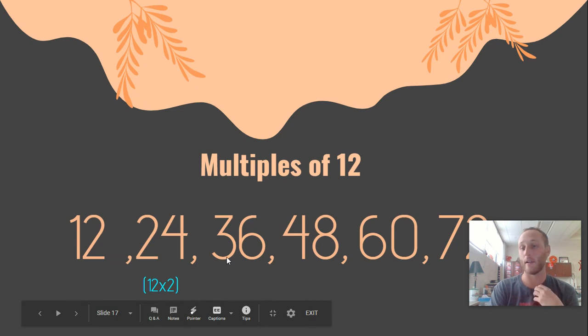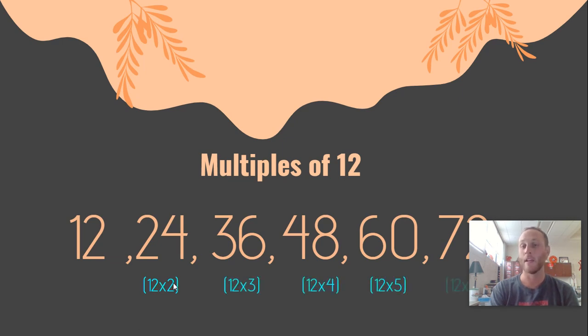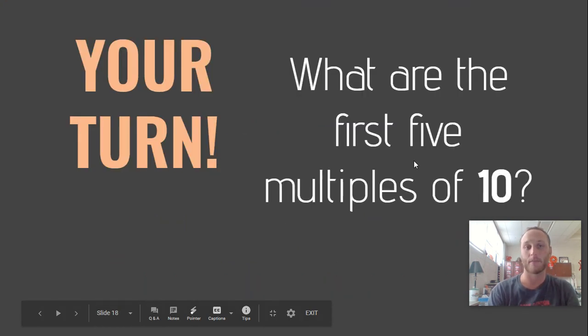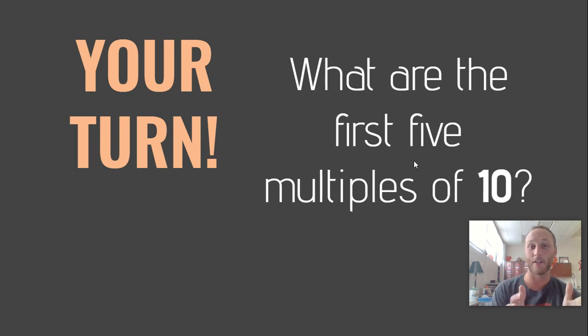And just as a reference, remember, all you're doing is taking that first number and multiplying it by the next number. So 12 times 2, 12 times 3, 12 times 4, 12 times 5, 12 times 6, right? Or you just skip count. So that's how we find multiples. That's a little bit different than factors. All right, now it's your turn again.